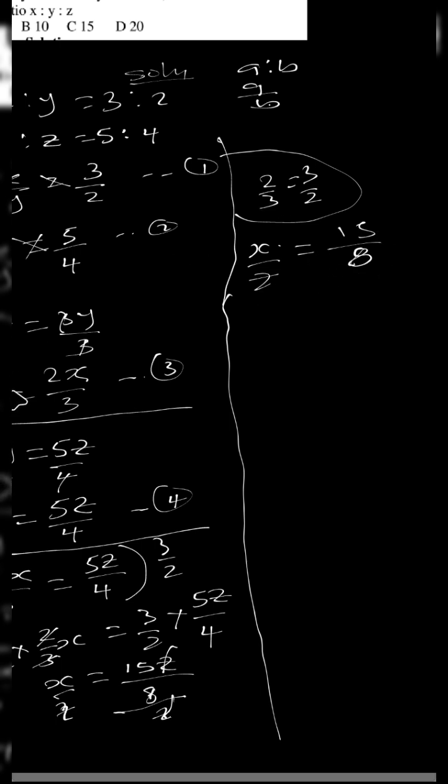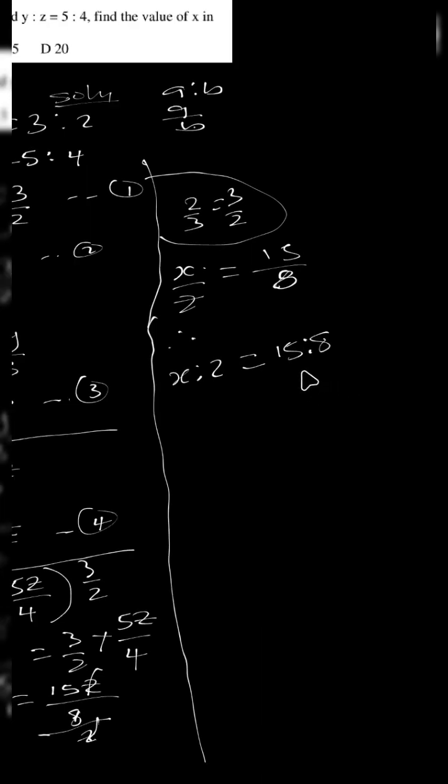So if I write this in ratio form, it will be s ratio z is equal to 15 ratio 8. So we have 8 here. Now the next thing you have to do, this s is equal to 15 and z is equal to 8. So therefore, s is equal to 15. That is the answer.